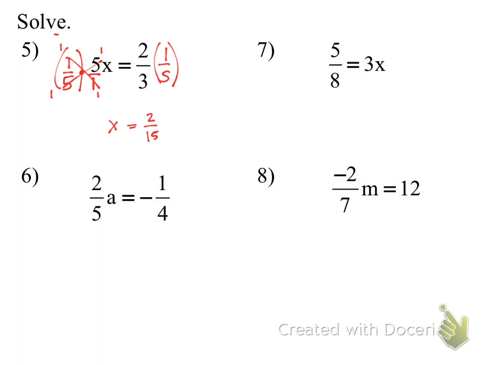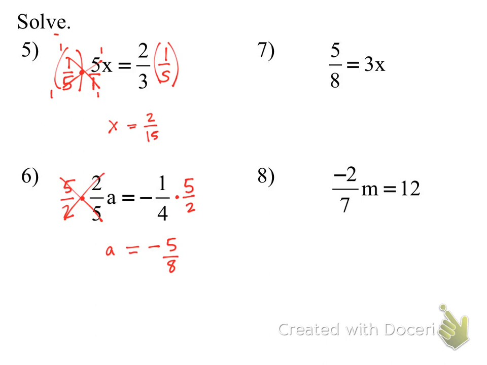What would we do on number 6? Chloe? Number 6, you would multiply both sides by 5 over 2. Multiplication property of equality. I can do anything to an equation. Now what this does is leaves me with 1a, and negative times positive is a negative 5/8. Okay, are there any questions?